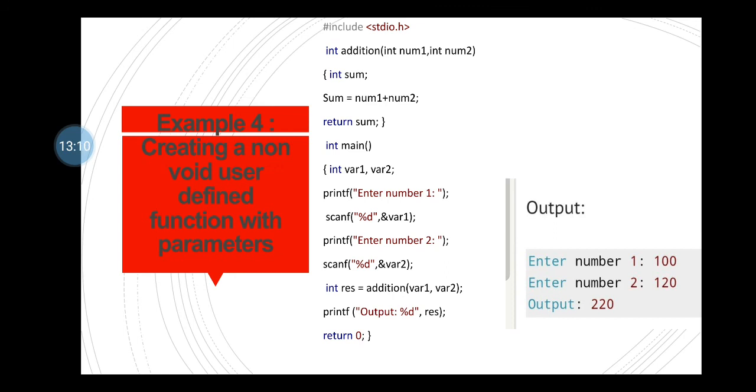So if the return type of the function is integer, the call of the function should be assigned into some integer variable, as you have seen in the above example. Integer res is equal to, we are calling the function addition with var1 comma var2, because addition returns an integer value, so we are storing that value into integer res. So in this manner the calling of functions differs if it is a non-void function or a void function. I hope it is clear to all.